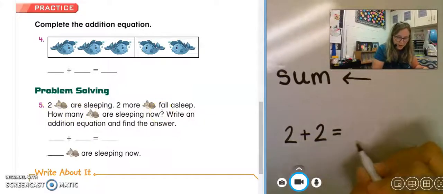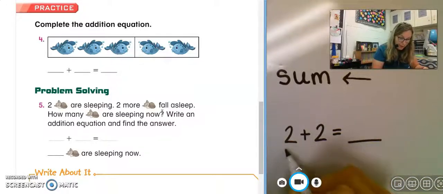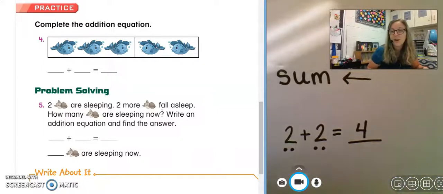So to figure out how many kittens are sleeping now, I have to count up, or add up. 1, 2, 3, 4. So there are 4 kittens altogether. The sum of 2 plus 2 equals 4. So down here you can write 2 plus 2 equals 4 kittens are sleeping now.